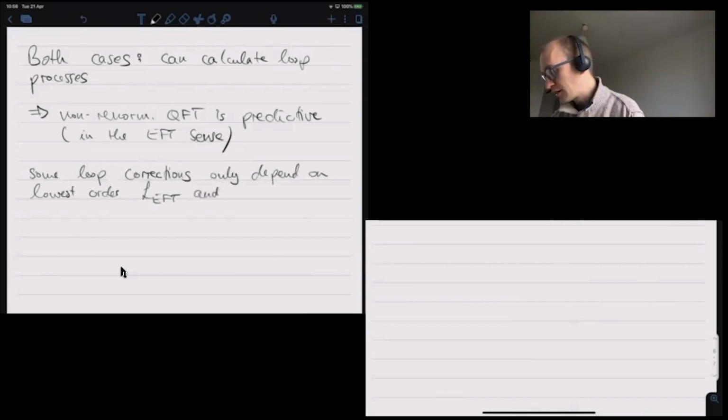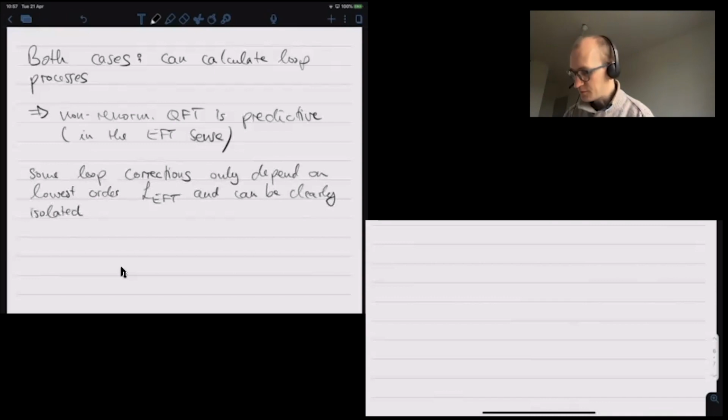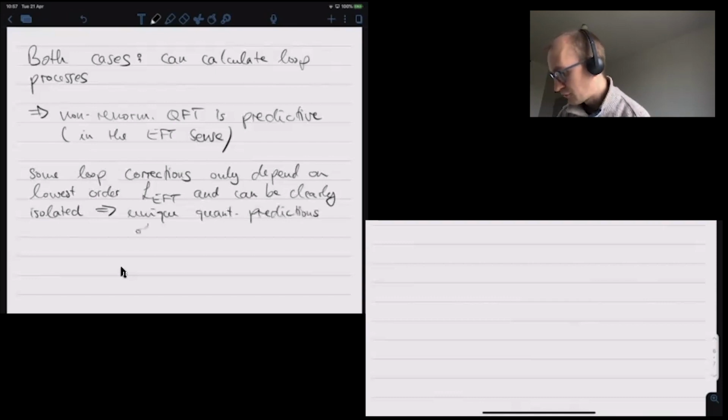And moreover, it can be clearly isolated in computations. And this is what will allow us to make unique quantum predictions for gravitons.